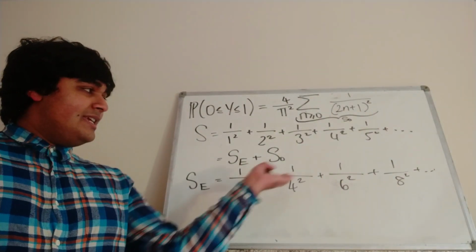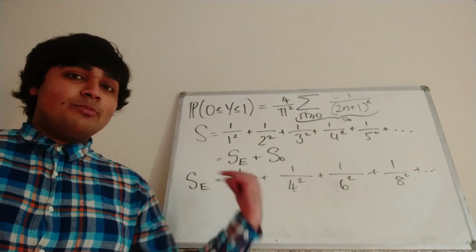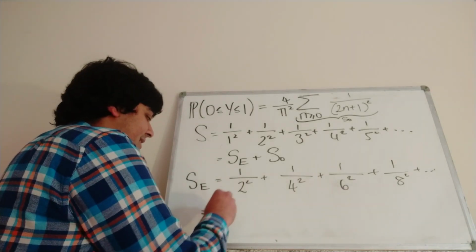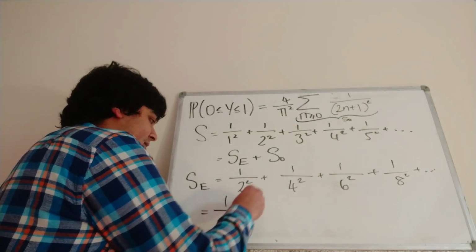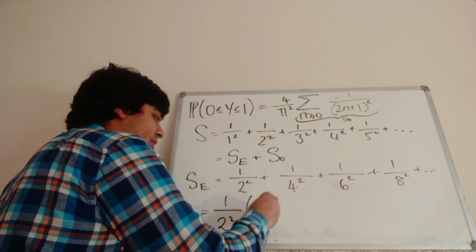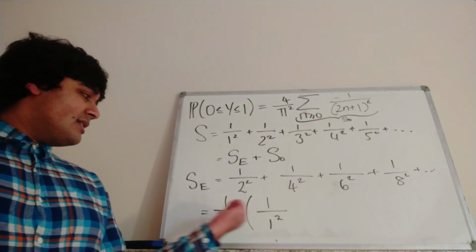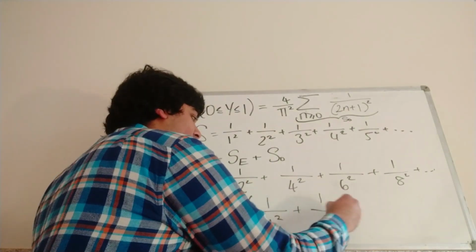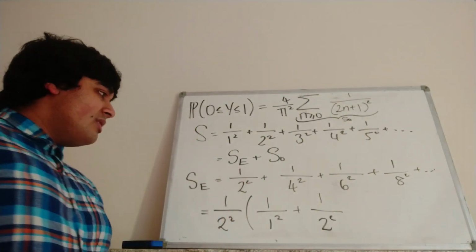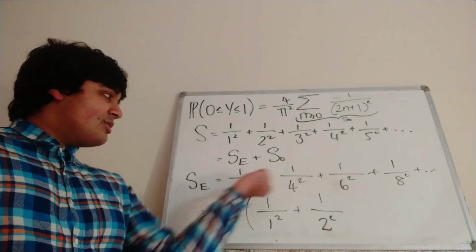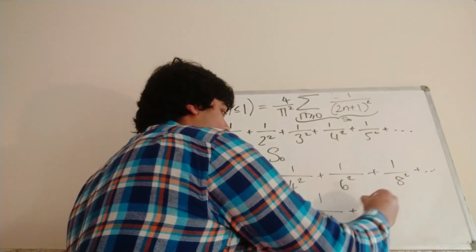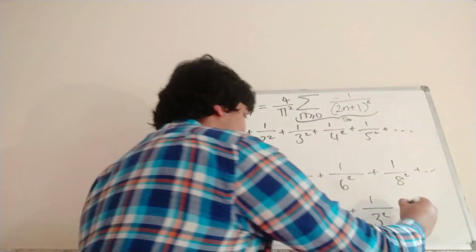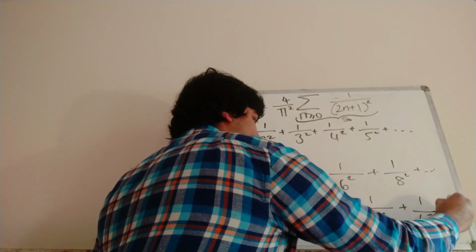But notice that each of these terms here are even, which means on the bottom I can take out a factor of 2 squared from each of these terms. So let's do that. What I'm left with is 1 over 1 squared, because of course 1 times 2 is 2, so 1 squared times 2 squared is 2 squared. Then plus 1 over 2 squared, because 2 times 2 is 4, so 2 squared times 2 squared is 4 squared. Plus 1 over 3 squared, again 3 times 2 is 6, so 3 squared times 2 squared is the 6 squared there. Plus 1 over 4 squared, and so on.